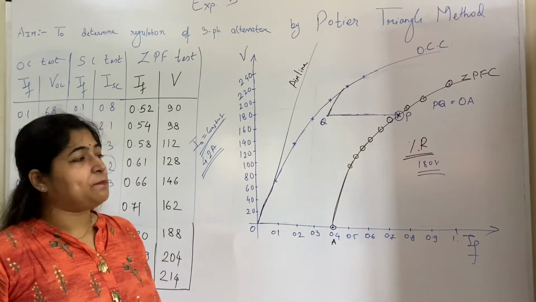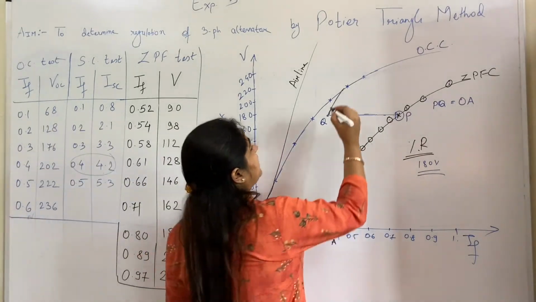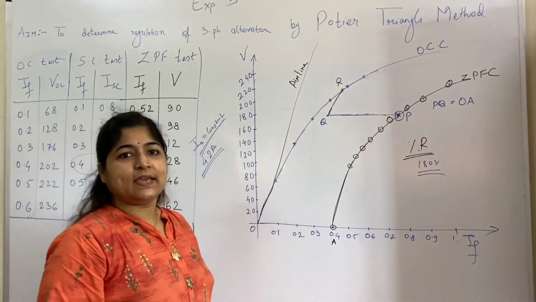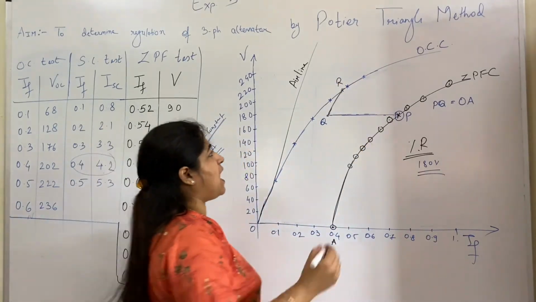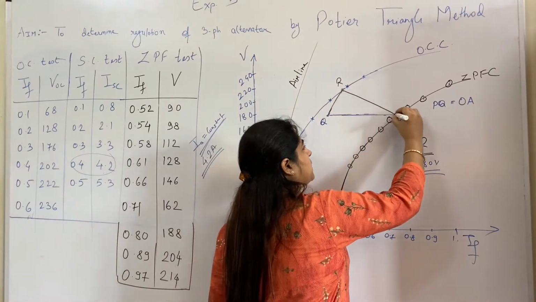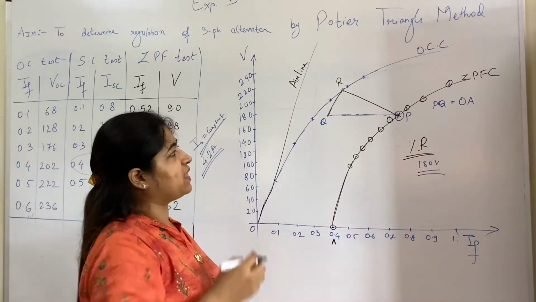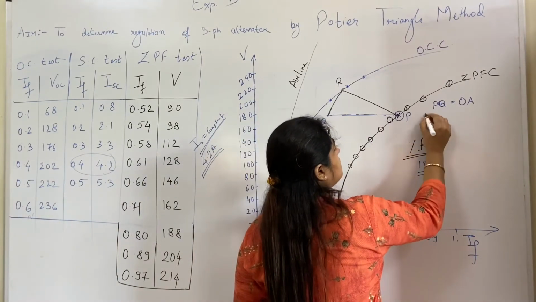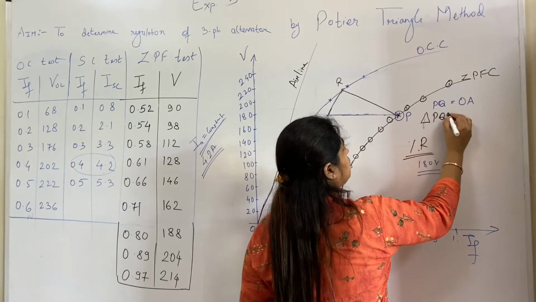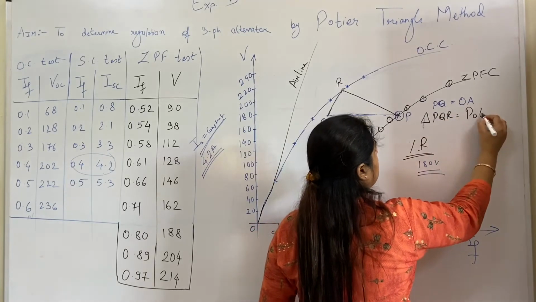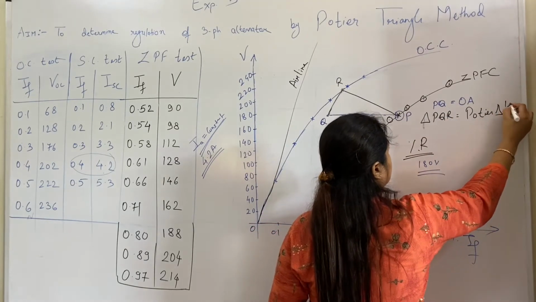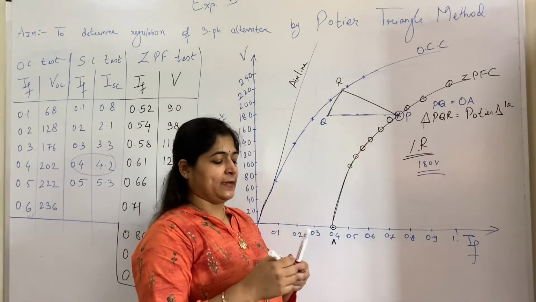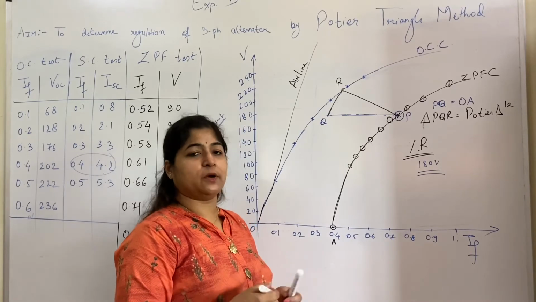When you draw a line parallel to air line, it will meet at OCC at point R, and then you will join this PR. So what is this PQR? This triangle PQR is nothing but Portier triangle.